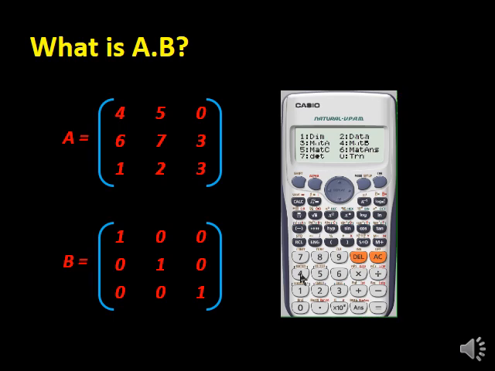Press equal. Now, as you can see, the resulting matrix is also the matrix A. It is because our multiplier, B, is a unit matrix. So, if a matrix is multiplied by a unit matrix with the same dimension, the resulting matrix is the original matrix.